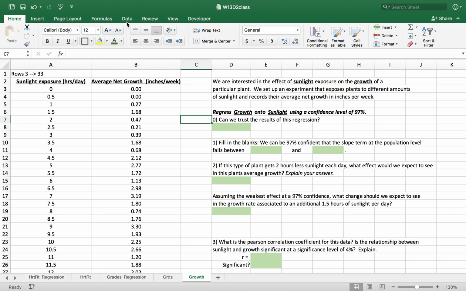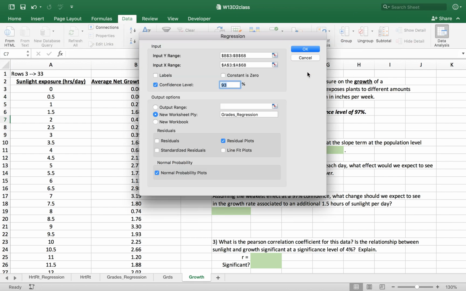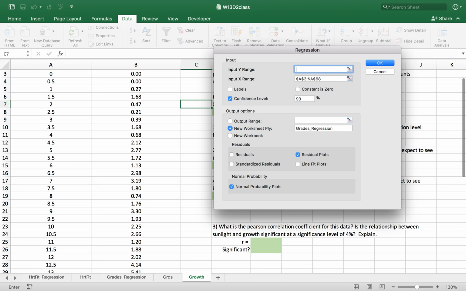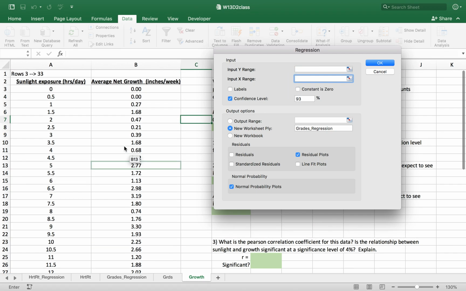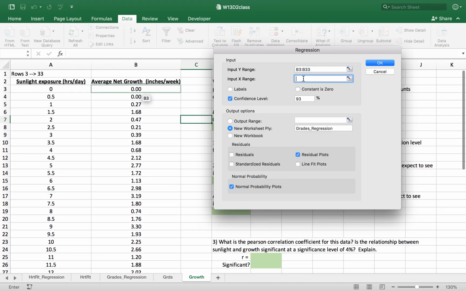All right, so we go into the data ribbon, data analysis, select regression. And now, sometimes it'll save your inputs from last time, so occasionally you have to clear them out. We want our Y range to go from B3 to B33. I kept track of what my rows were, 3 to 33 in this case. And our X range goes from A3 to A33.